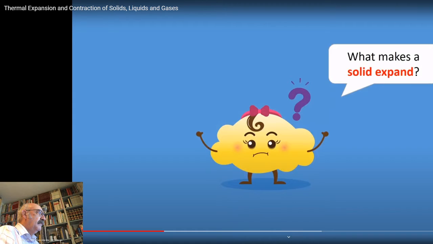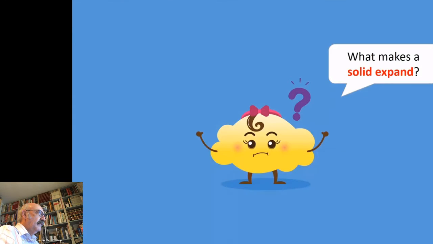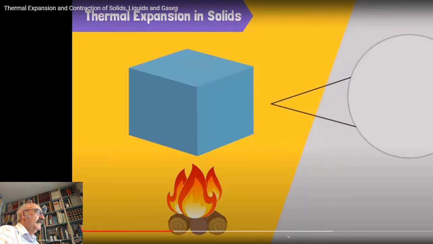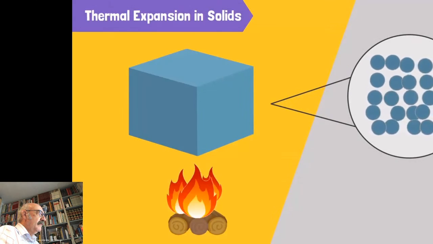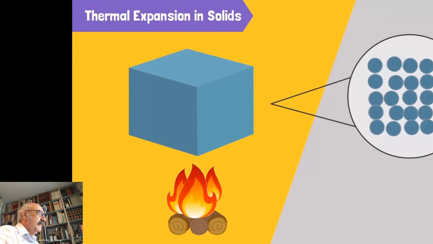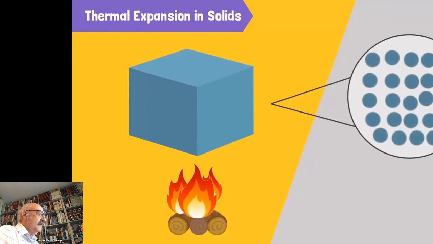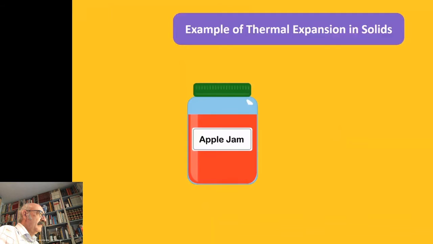But what makes a solid expand? When a solid is heated, the molecules that make up the solid begin to vibrate. This takes up more space and the solid matter expands. Let's see an example of expansion in solids.